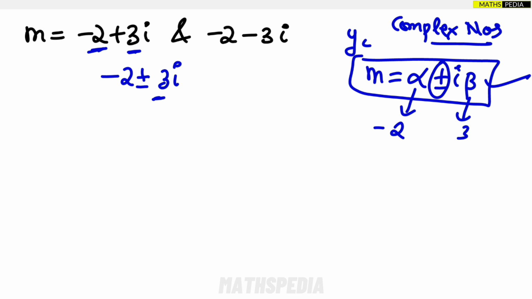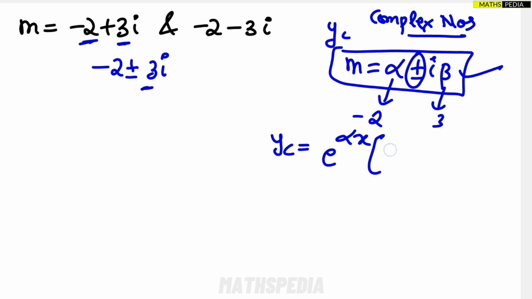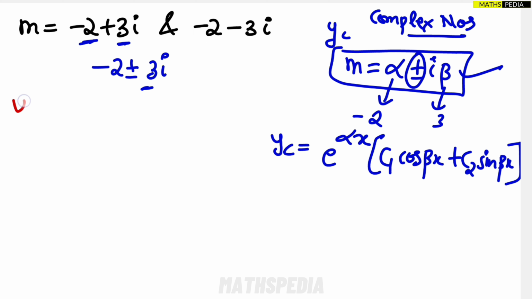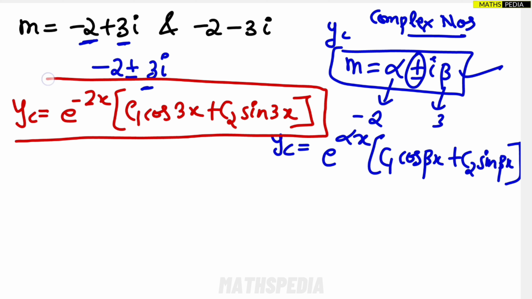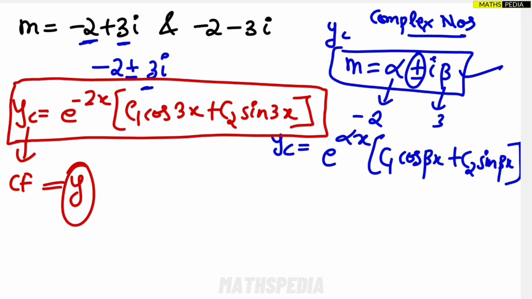For this particular equation, the solution will be yc is equal to e power alpha x into c1 cos beta x plus c2 sin beta x. This is the way to write the answer. Now for this, we can directly write yc is equal to e power alpha x. The alpha value is minus 2, so e power minus 2x into c1 cos 3x plus c2 sin 3x. The beta value is again 3. So this will be the solution. And yc, the complementary function, is the solution for this particular equation.